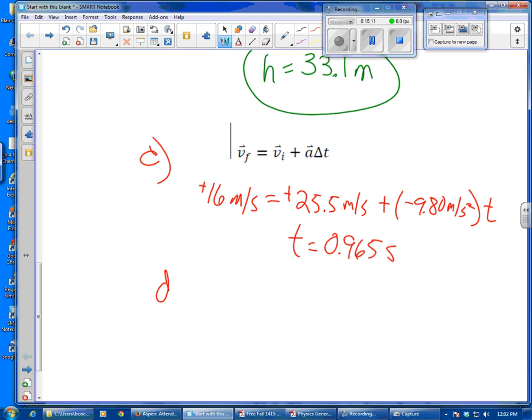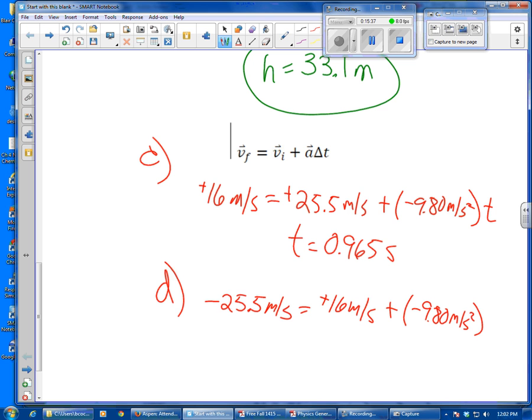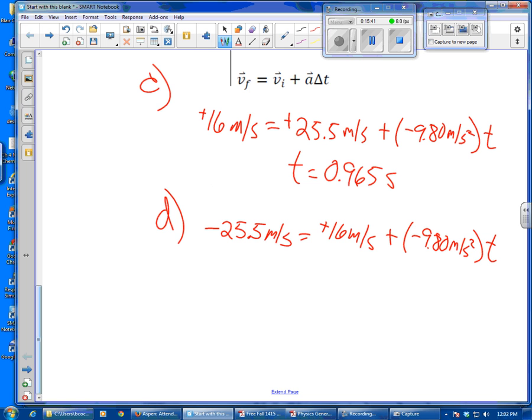When I do D, I'm going to use my same equation again. When it gets down to the bottom, it's moving at negative 25.5 meters per second, negative because it's downwards. It started at the window at positive 16 meters per second, plus negative 9.80 meters per second squared times t. Solve for t, and I get 4.23 seconds.